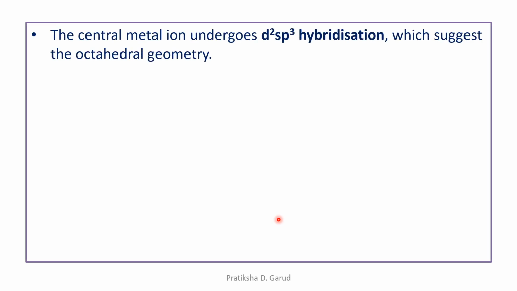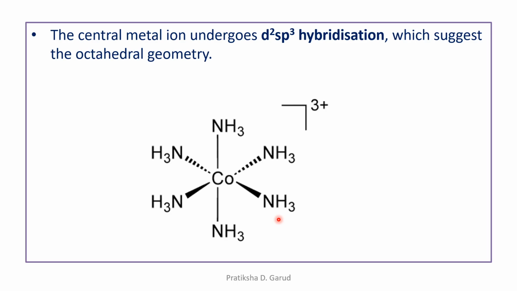Then the central metal ion undergoes d2sp3 type of hybridization, which suggests the octahedral geometry. Now here we are using the inner d orbital. So the octahedral geometry for the [Co(NH3)6]3+ is like this, in which we are having the central metal which is surrounded by the 6 NH3 in an octahedral fashion.